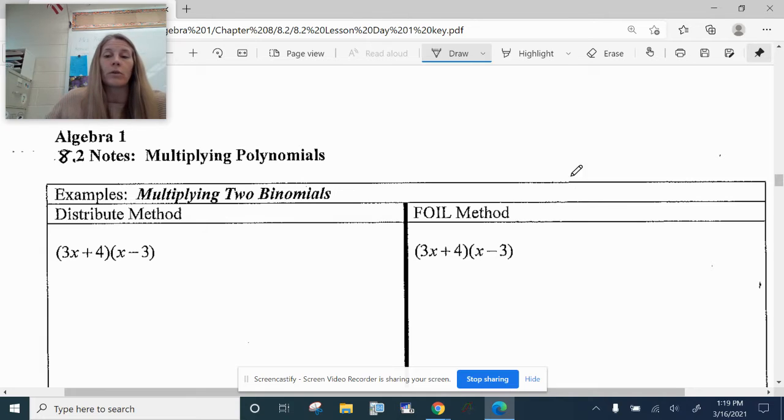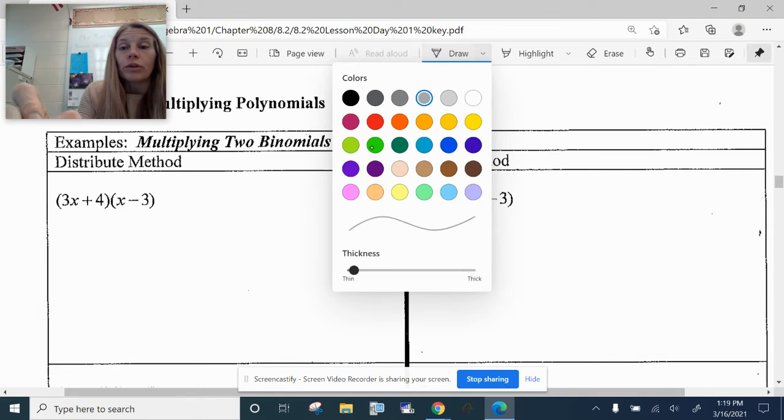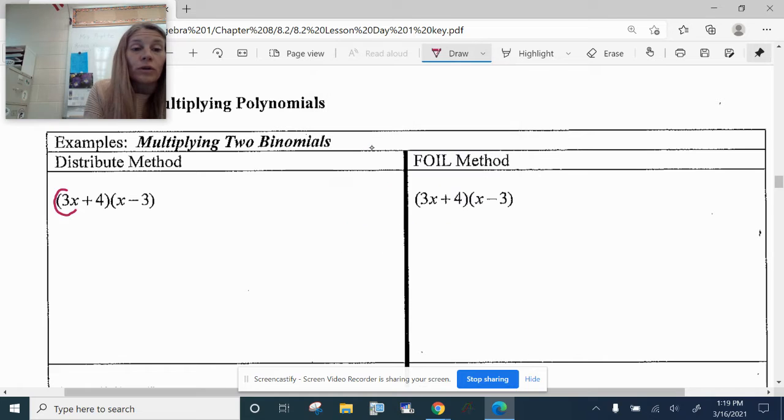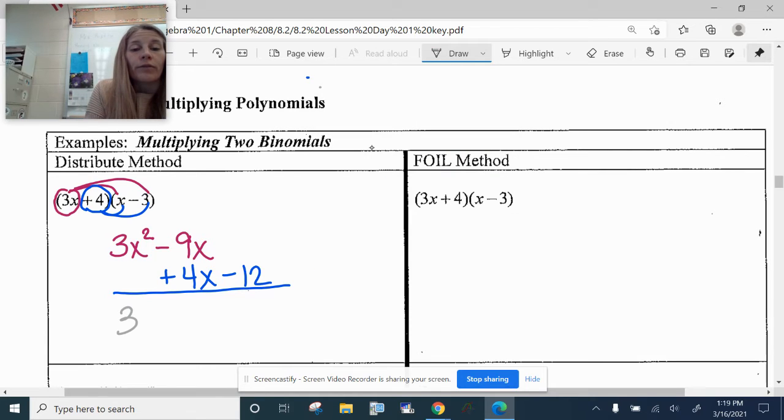Okay, so here we have a couple problems just to show you that the distributive method and the FOIL method are really the same thing. So if I were to distribute, and I'm distributing my 3x to each of these, I get 3x squared minus 9x. Then I distribute the 4 to the x and the negative 3, so I get plus 4x minus 12. When I combine all of these, I have 3x squared minus 5x minus 12.